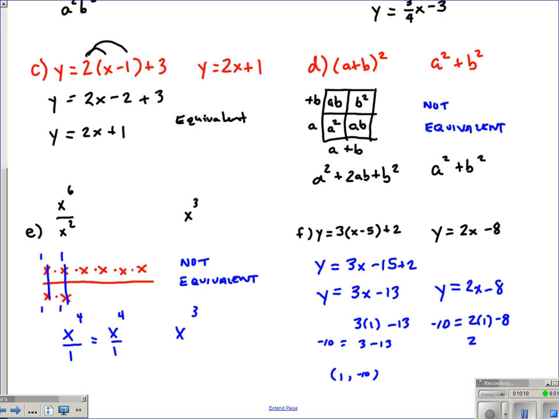2 times 1 is 2, minus 8. Well, 2 minus 8 is going to give us negative 6. That does not equal negative 10. So we know that these two equations are not equivalent. Go ahead and try plugging in another set of values if you choose, so that you get a better understanding of the equivalence between these two equations. If you have more questions, please make sure you ask your teacher.